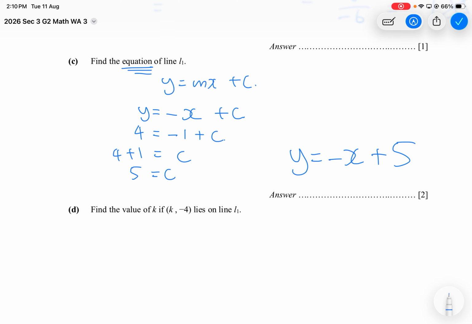I have found out the M, I have found out the C. That is the big picture. You must know the big picture is to find the equation. When you find the equation, you must tell people what is the M, what is the C. All we do in between is to find the M and find the C. But we still answer the equation. Okay? Okay.